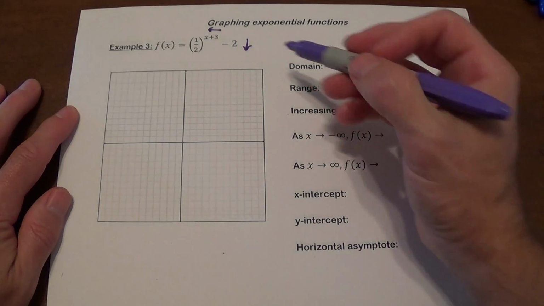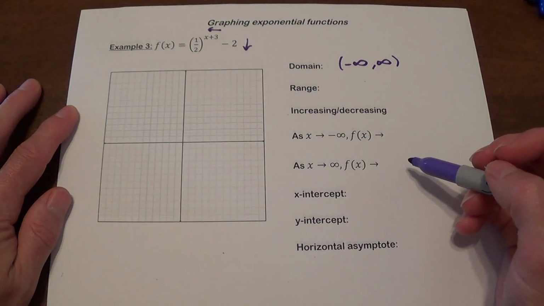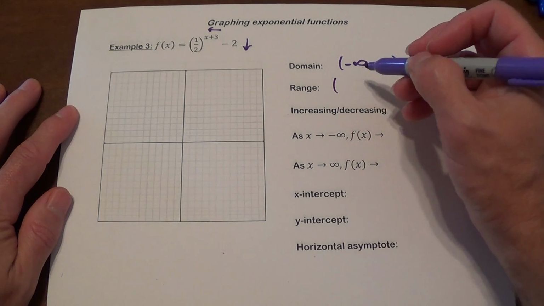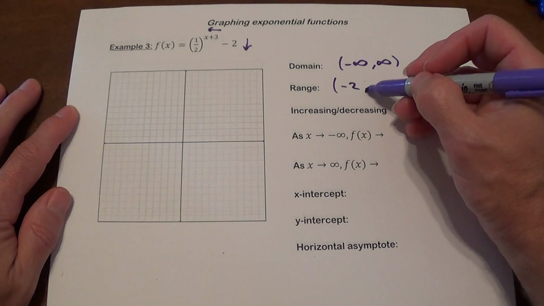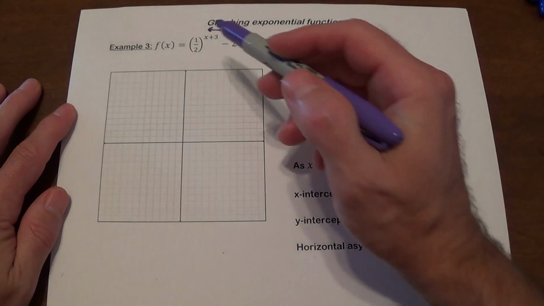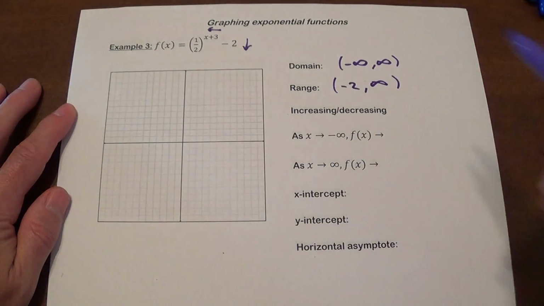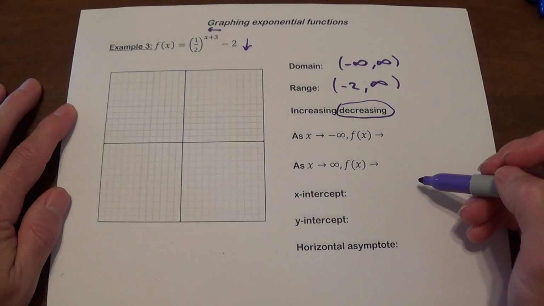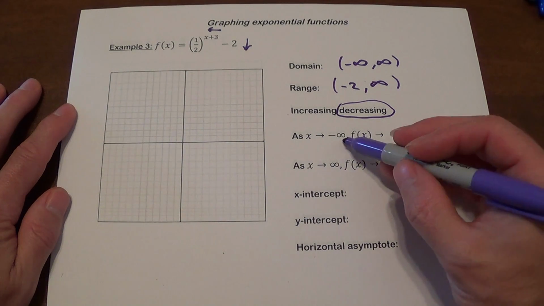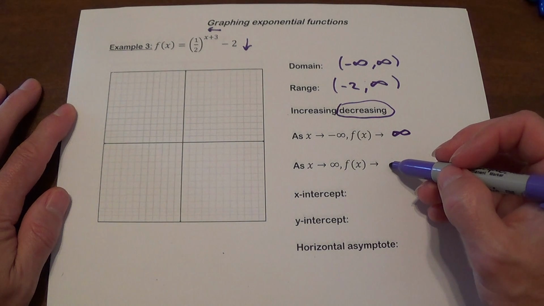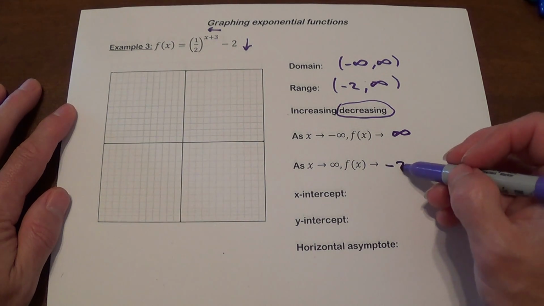What about the range? Well, since we shifted this down 2 units, our range is going to drop 2 units as well on the finite value, so it's going to go from -2 to infinity instead of 0 to infinity. What else do we know here? This function has a base that is less than 1. That means the function is going to be decreasing. When we go to the left, it's going to head to infinity. But when we go to the right, it's going to approach our horizontal asymptote of -2.